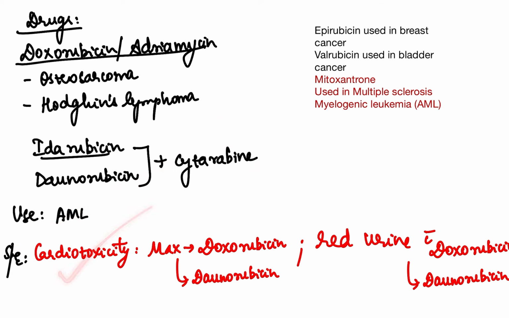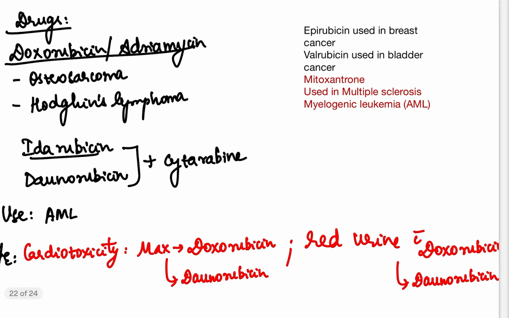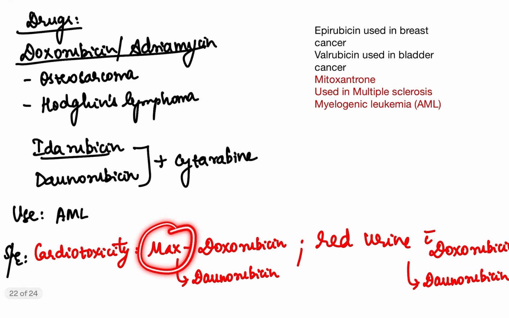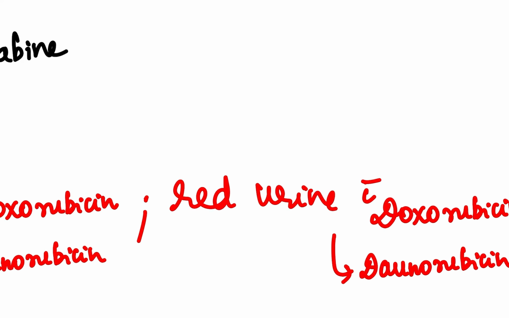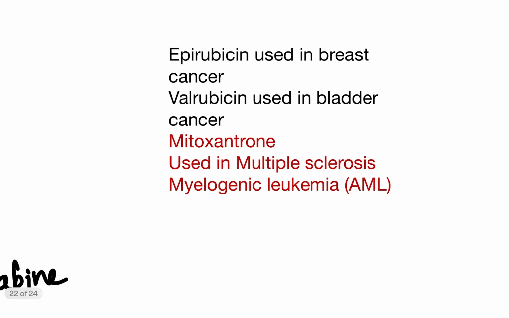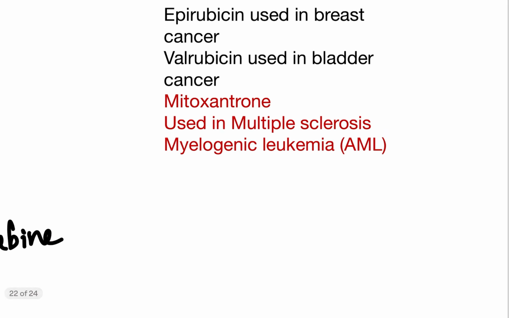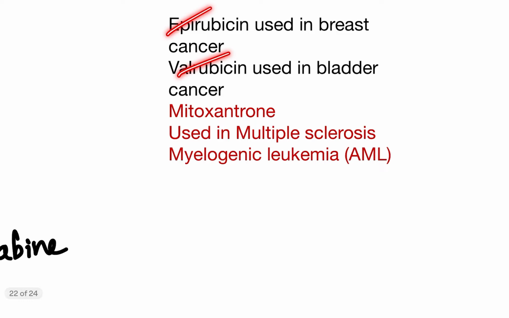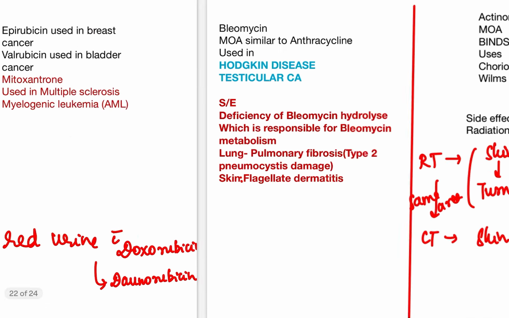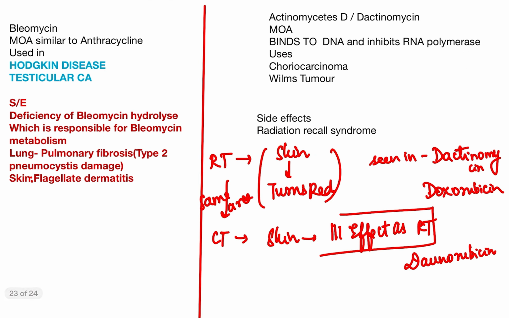As side effect, we all know cardiotoxicity is maximum with doxorubicin, but daunorubicin also causes cardiotoxicity. Red color urine is also seen with doxorubicin and daunorubicin. Epirubicin is used in breast cancer, valrubicin is used in bladder cancer, and mitoxantrone is used in multiple sclerosis and myelogenous leukemia like AML. The next is bleomycin.